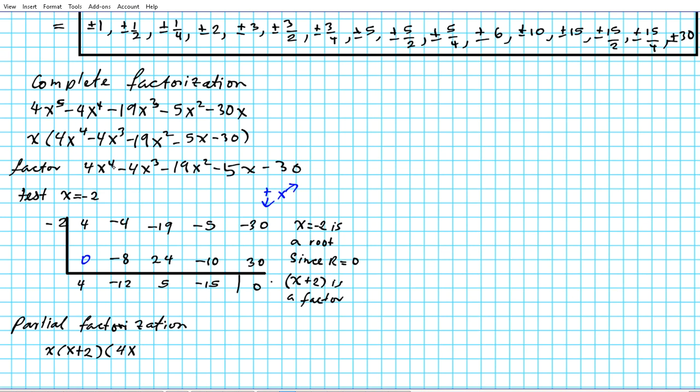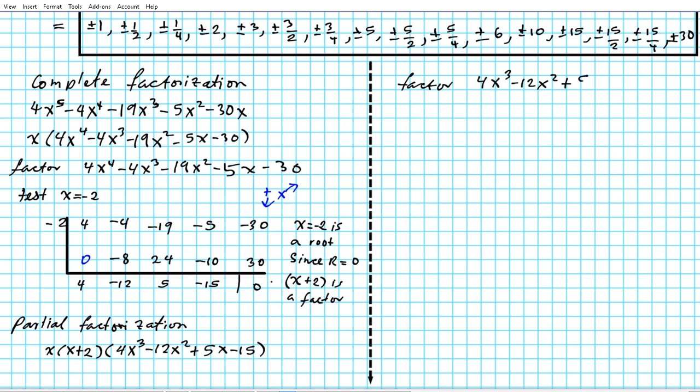See, it was 4x to the fourth before, right? So it's now going to be 4x to the third minus 12x squared plus 5x minus 15. All right, so this is a partial factorization, which indicates that we still have more work to do. So let's go ahead and factor this cubic polynomial expression with 4 terms. Okay, so let's factor 4x to the third minus 12x squared plus 5x minus 15.